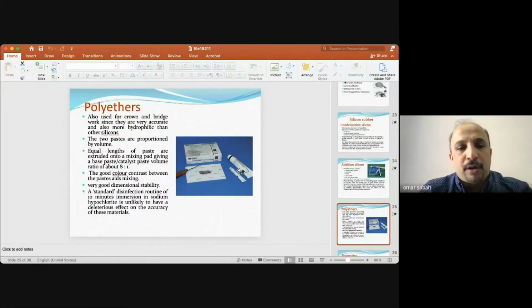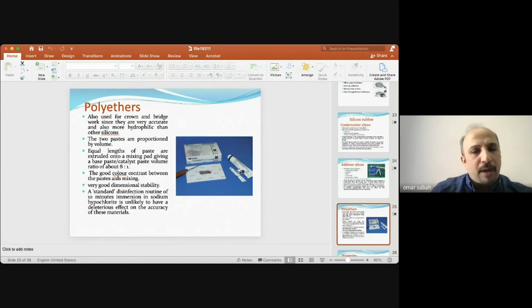Okay? So there is a good color contrast between the pastes in mixing, and you can be sure of good mixing quality finally. Very good dimensional stability. A standard disinfection routine of 10 minutes immersed in sodium hypochlorite is unlikely to cause any deterioration or affect the accuracy of this material. So the polyether material is like the silicone, but here you can come with one mix or two tubes, I mean one shape, not two shapes.